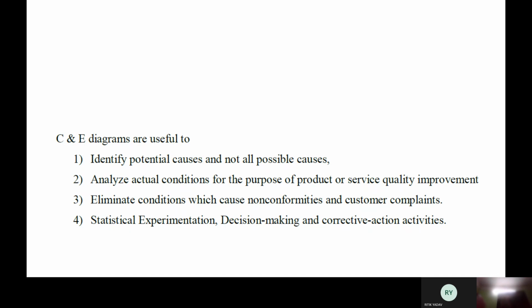Defect means it is not conforming to the specification. Any product will have a specification. If that specification is not met, then it is a non-conforming thing. So in other words, it's a defect. Non-conformity means it's a defective product. Then we have statistical experimentation, decision making, and corrective actions. All these things we can do in the cause and effect diagram.